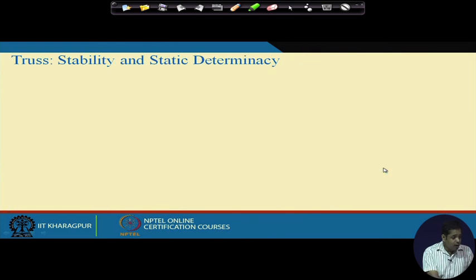Now, in order to be able to solve the problem, to determine all the unknowns, the number of unknowns should not be more than the number of equations, and here the number of equations is 2j. So the total number of unknowns in the truss must be equal to 2j, right? Okay.